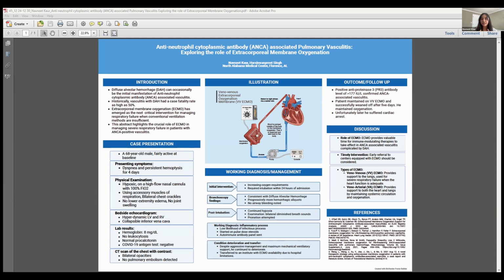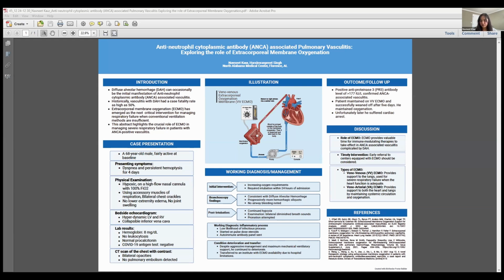Our working diagnosis at this point was an inflammatory process, and we started the patient on pulse dose steroids, and autoantibody panels were sent. We tried our best to maintain him on mechanical ventilation. However, he continued to deteriorate. So we quickly decided to transfer the patient to a facility which had ECMO. I'm coming from a community hospital, and we only have one ECMO, and that's reserved for cardiac patients. So we did not have VV ECMO facility, and we decided to transfer the patient to a hospital with VV ECMO.